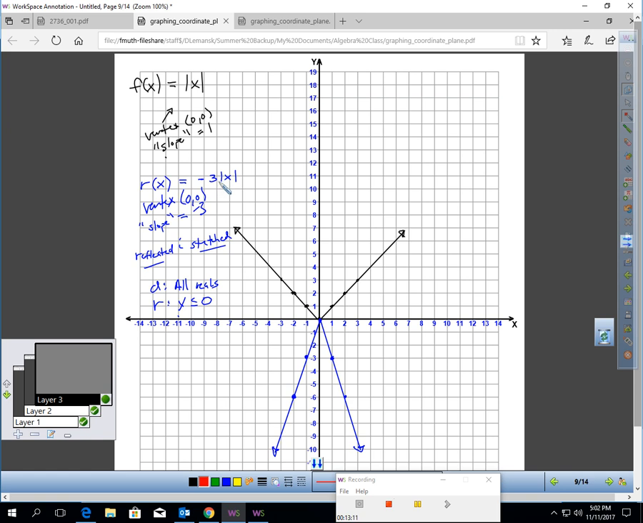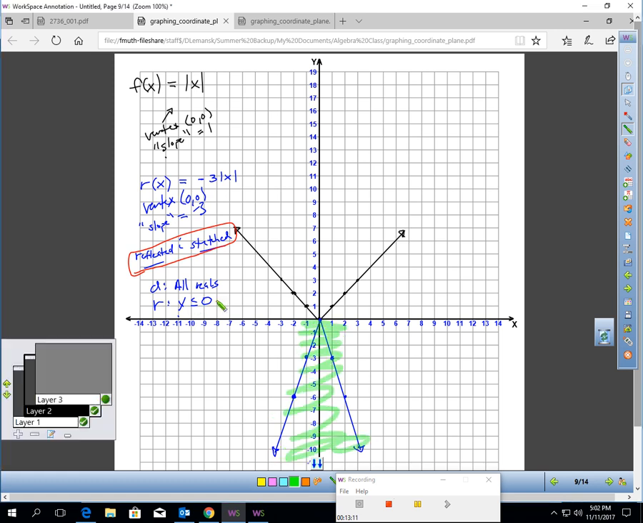Now, r of x equals negative 3 absolute value x. Now, the vertex is still at 0, 0, but the slope would be negative 3. So here's my vertex, and I'm going down 3 over 1, down 3 over 1, and the same thing in the other direction. So there's my V. This is reflected and stretched. You can see that. It's upside down, reflected, and it's stretched out. These points are further away from the x-axis. And the domain is all reals, and can you see my range? All my y values are below 0, so y less than or equal to 0.